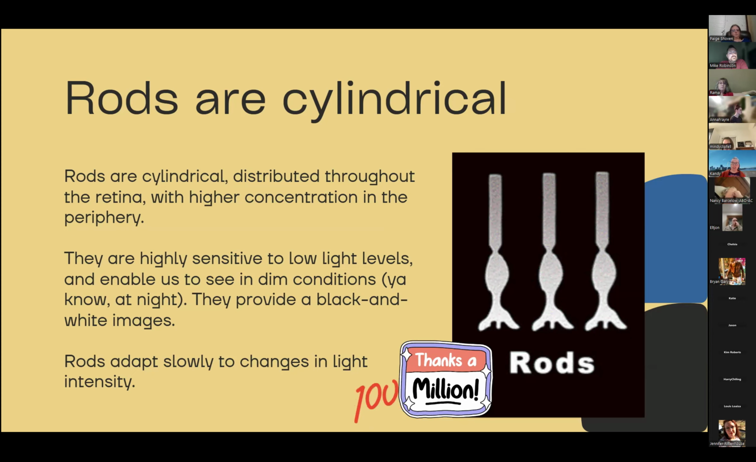They allow us to see better in dark settings, and they also produce black and white images. So if we only had rods, we would only see in black and white. And there are about 100 million rods in the eye.